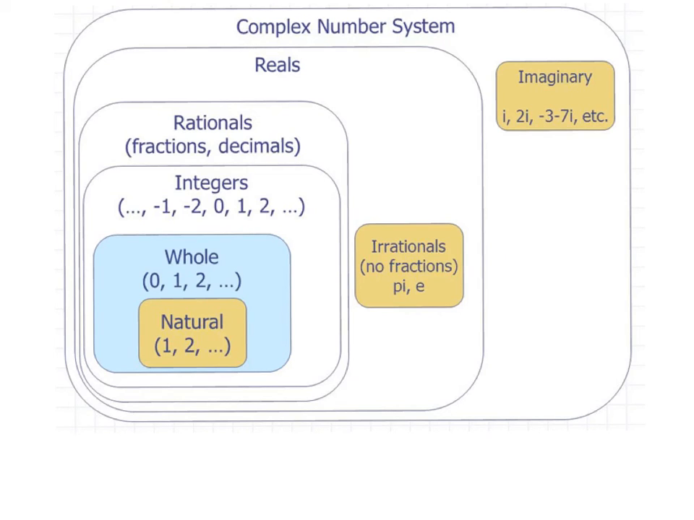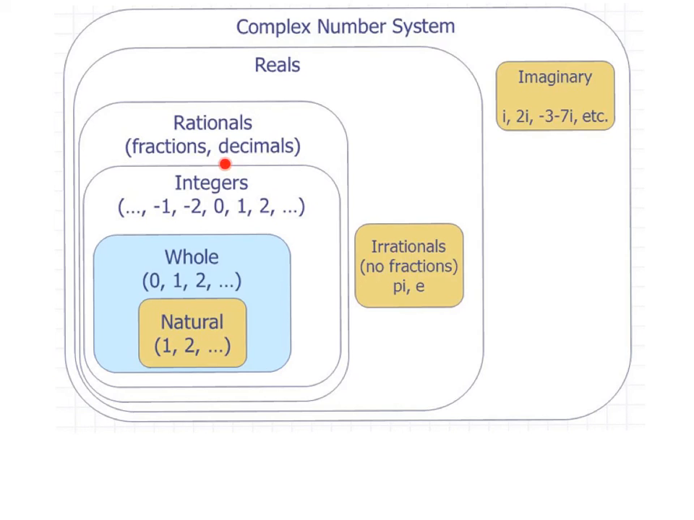Let's take a look at this picture of the complex number system. We used to live in this world over here. This was the real number system. The real numbers were divided up into the rationals. Rationals were any numbers that could be written as a fraction or as a decimal that either repeated or terminated. The integers are examples of rationals. Whole numbers are rationals, and natural numbers are rationals.